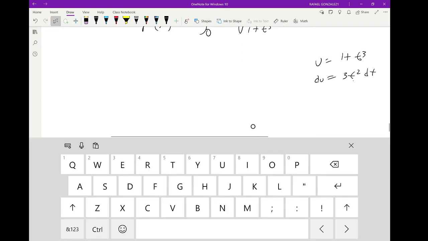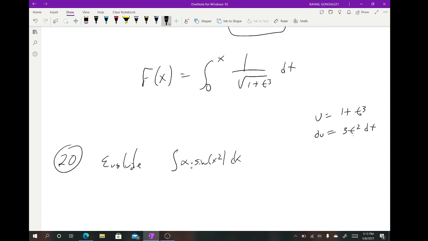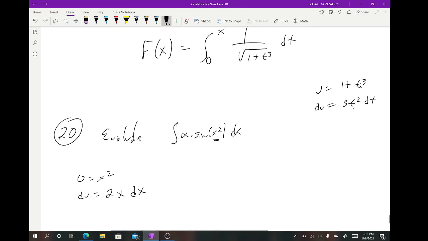Finally, question 20, where we finally get to use the u substitution that we learned last. We just have to simply evaluate the integral of x times sine of x squared dx. This is an indefinite integral. Notice that there's multiplication here, and we have to use a u substitution here. We could let u be x squared, meaning this inner function. Then the derivative du is going to be 2x dx.